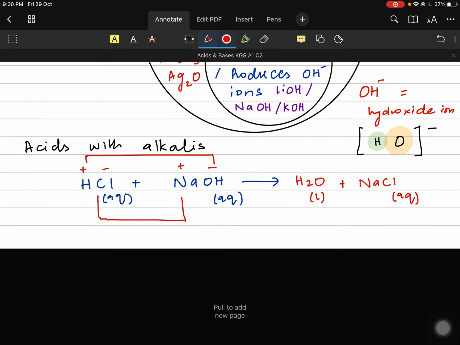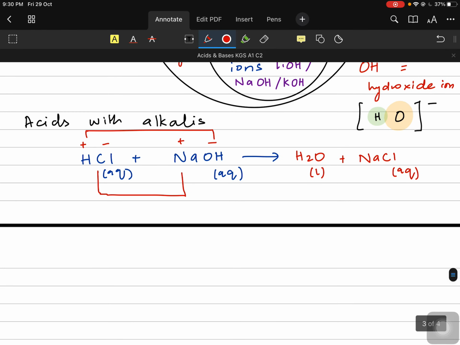Let's try one more example over here so we can be having any other alkali. For example, we have KOH, which might be reacting with perhaps H2SO4.